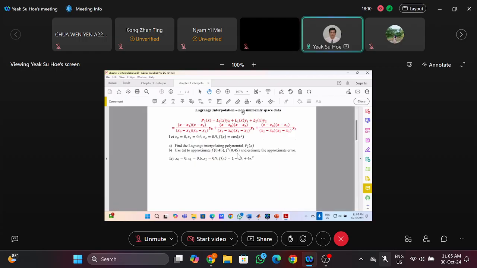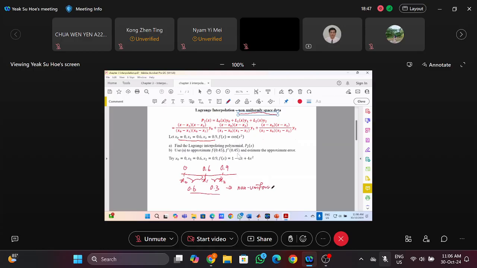Okay, so what is non-uniform? Non-uniform means that the x coordinates are not uniform. So it means that your S0 is 0, and then S1 is 0.6, and then S2 is 0.9. So the difference is 0.6, the difference is 0.3. So they are different. So this we call non-uniform data.